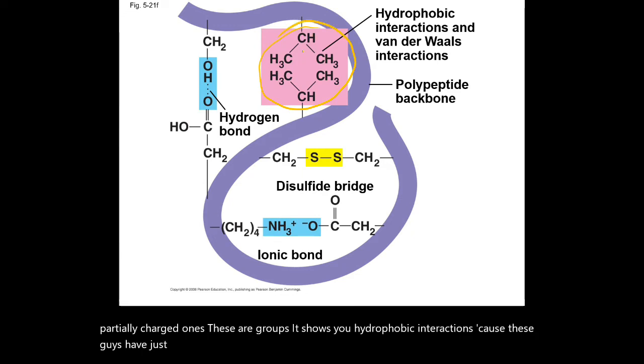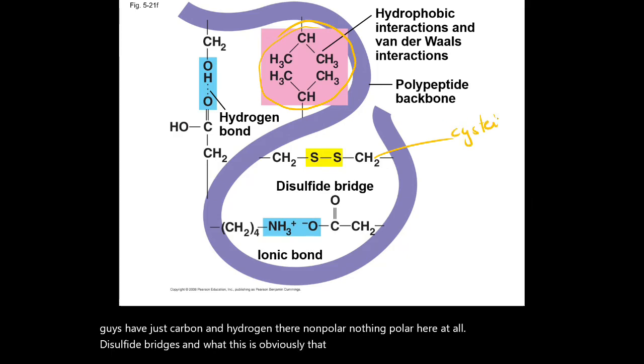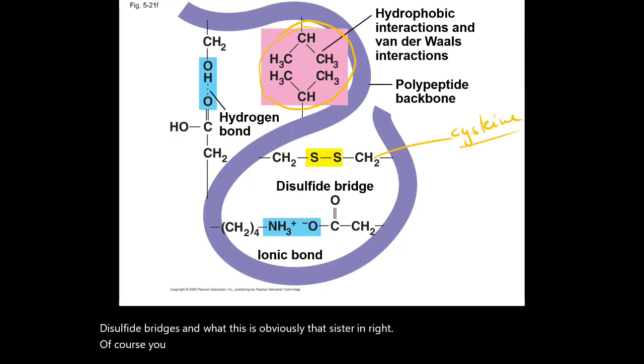They're non-polar, nothing polar here at all. Disulfide bridges, and you know what this is, obviously. You know that's cysteine, right? Of course you do. There's another one here. Two cysteines can form that disulfide bridge.